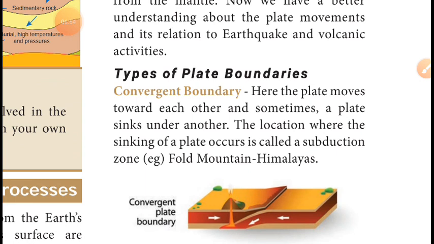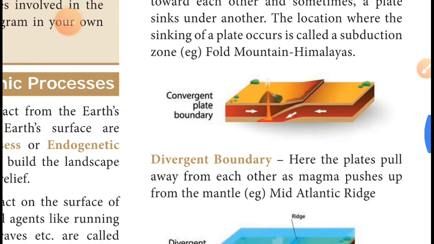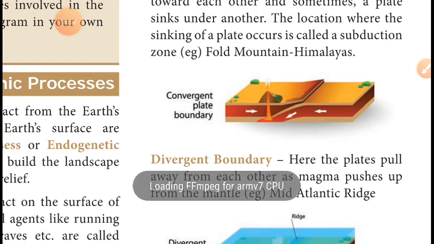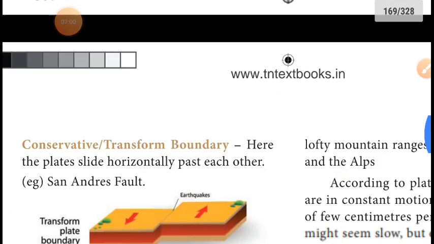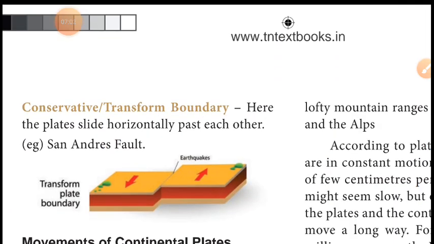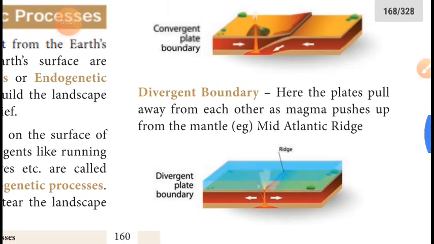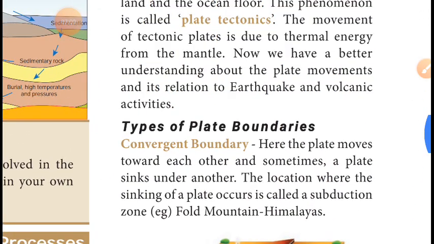Convergent boundaries. Second one, divergent boundaries, and third one, conservative or transform boundaries. So these are the types of plate boundaries. Now I will explain them one by one. First, the types of plate boundaries.